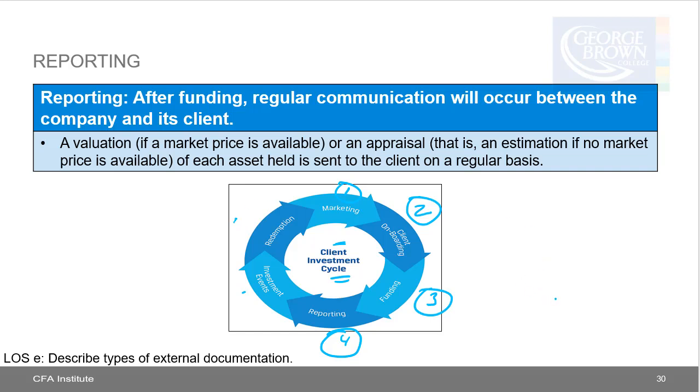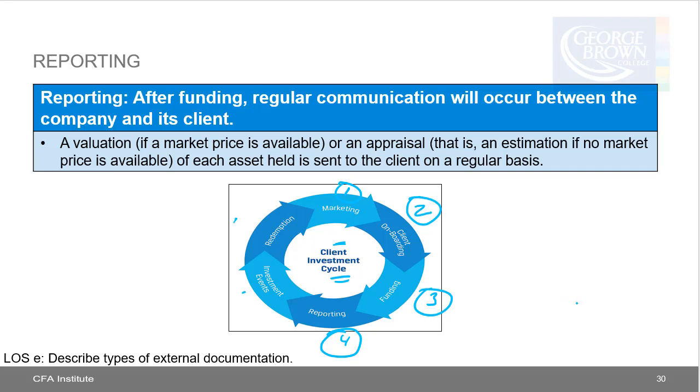After funding, regular communication will occur between the company and its client. Evaluation, if a market price is available, or an appraisal, that is, an estimation if no market price is available, of each asset held is sent to the client on a regular basis.